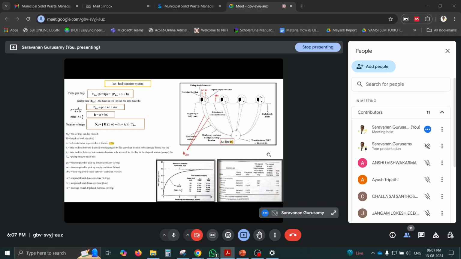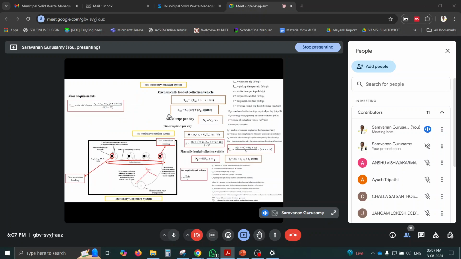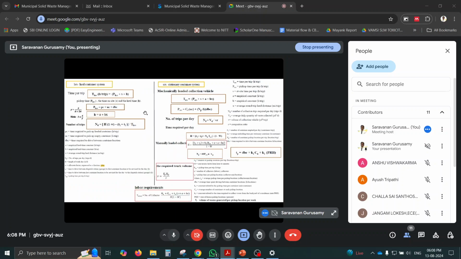I'll move on to the next page. This is for stationary container system. These are all the formulas and descriptions. I'll share this file in this problem solving session tab. You can access it later also. For today's calculation, you can take a screenshot. And this is the comparison of both in a single slide. This is very useful for you.